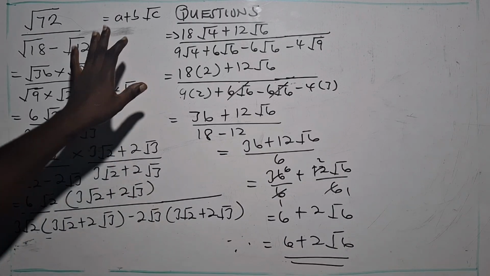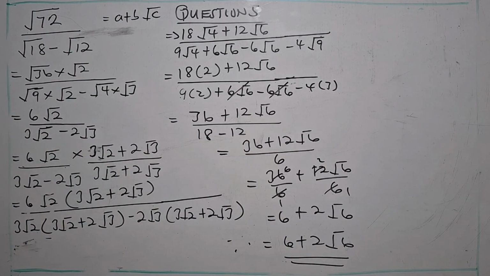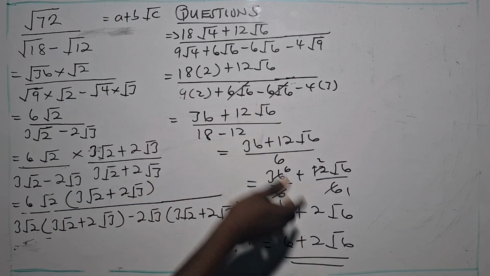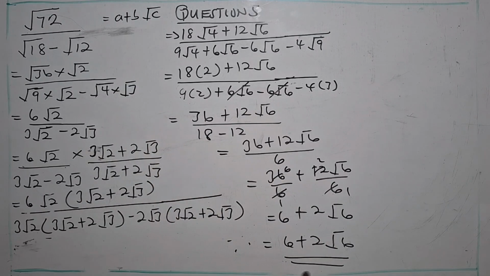Some questions will tell you to find the values of A, B, and C. If the question was in this form, it means our A is 6, our B is 2, then our C is 6. And it can only be simplified on this channel.